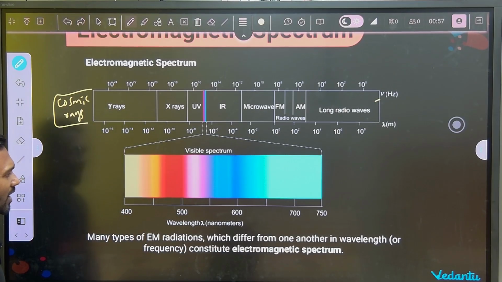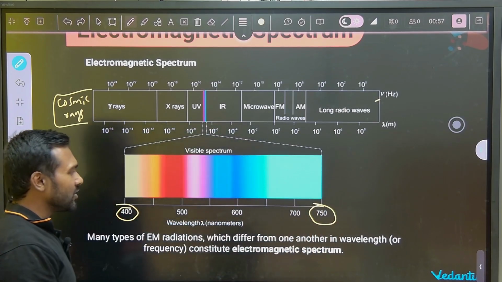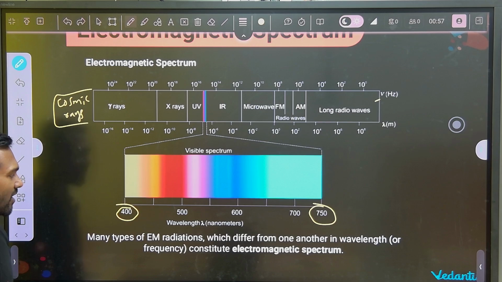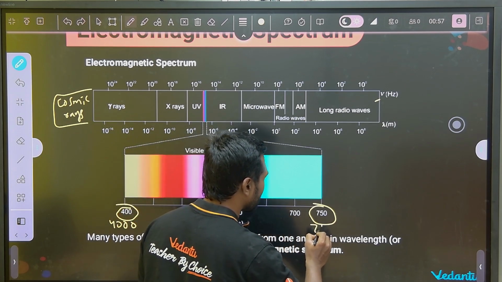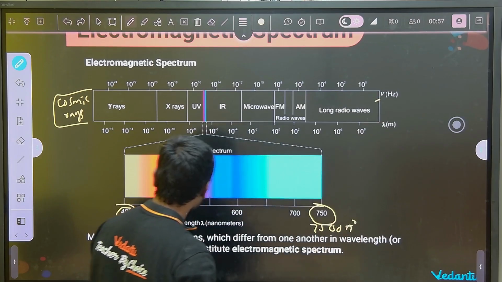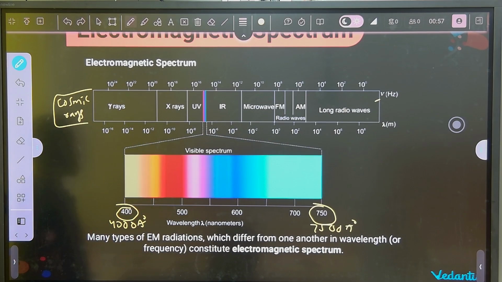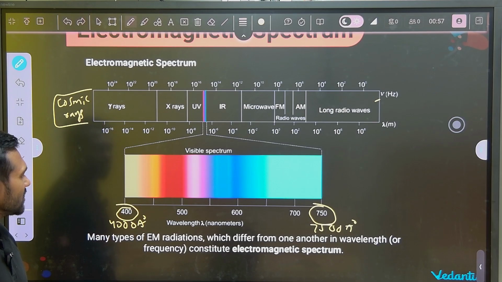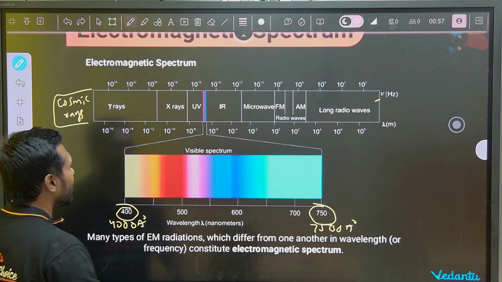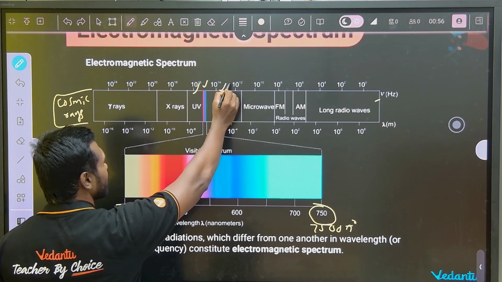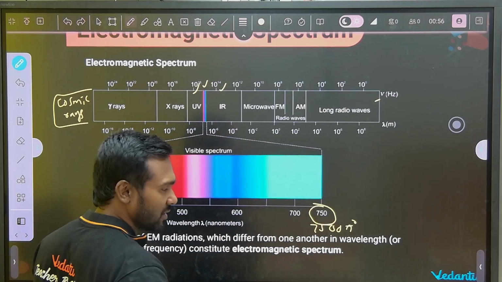In this one, you have to remember, anyway I think you remembered, 400 to 750 nanometers, or else 4000 to 7500 angstroms. So you have to remember in angstroms, and you have to remember in nanometers. Here majorly you have to remember X, visible, IR. So IR will come after the visible and UV will come before the visible.